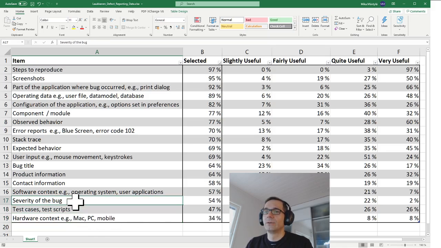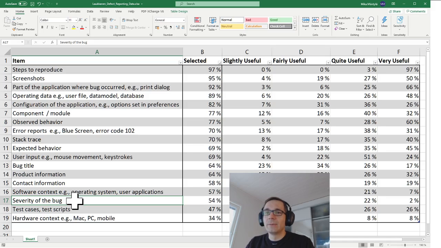Severity of the bug, how serious is this bug? So the software developers only selected it 54%. Although this is important information in the sense that the severity of the bug is used to determine whether such a bug is fixed, we asked whether this information is useful for fixing a defect. So the software developers do not consider it to be very important.